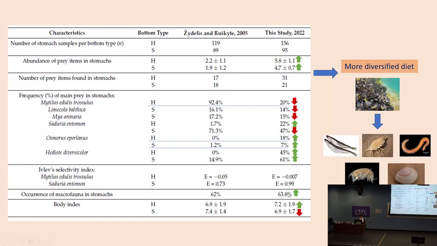One last thing is the body index. So as you can see, the values are very similar, so it means that they managed to be in good body condition despite the change in the diet.